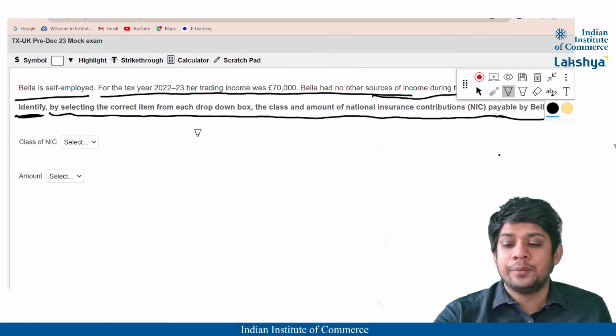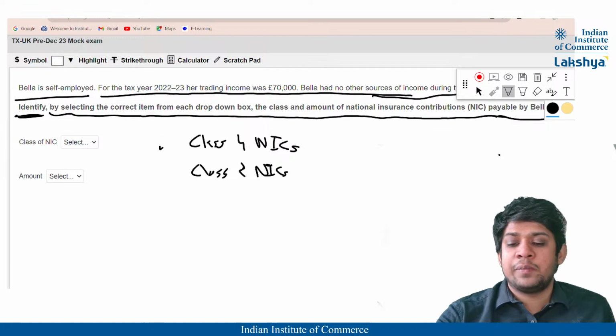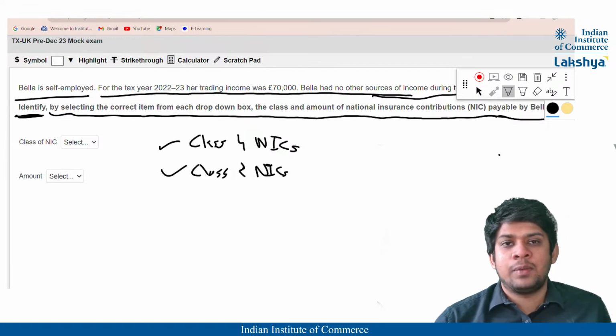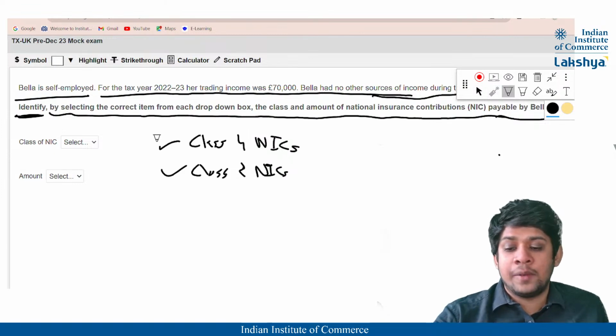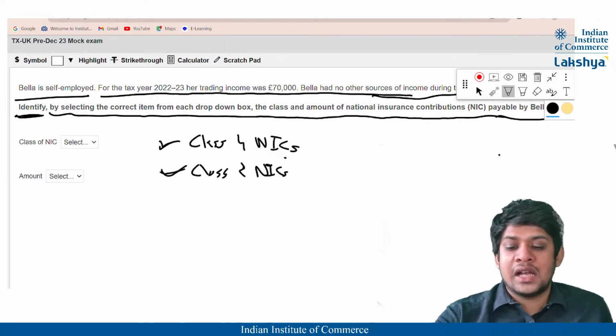If she is self-employed, she has to pay class 4 NICs and also class 2 NICs. She has to pay these two. If she was employed, then she would have paid class 1, and class 1A depending on whether she has a taxable benefit separately, and her employer would also pay class 1 NICs for the employee. So if she is self-employed, she will pay class 4 and class 2 NICs. Now, if she is paying class 4 NIC, what will be her contribution, and if she's paying class 2 NIC, what will be her contribution?